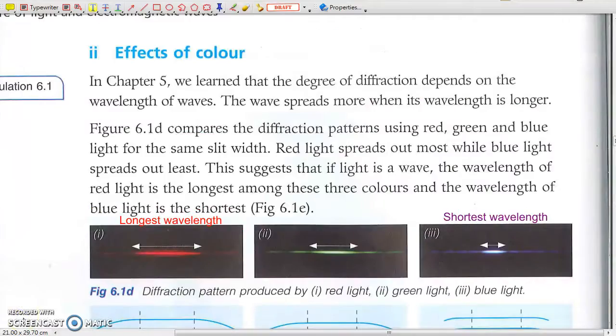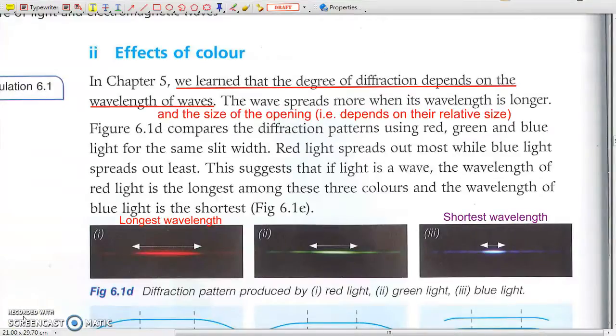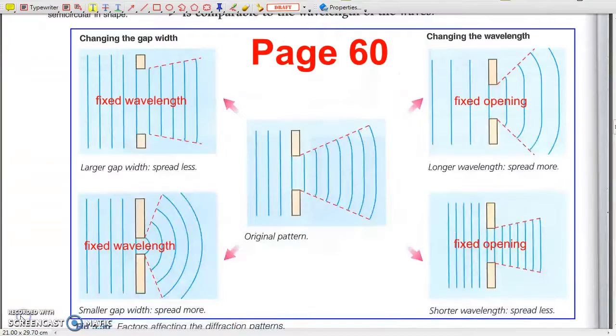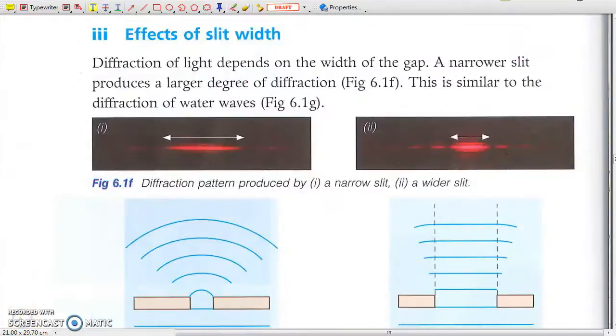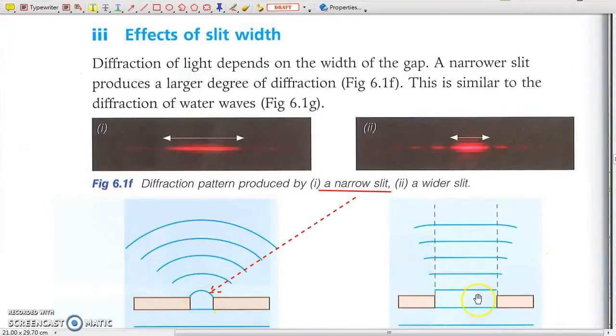2. Effects of color. We have learned from the ripple tank experiment that the amount of diffraction depends on the relative size of the opening and the wavelength. Refer to page 60. For the same opening, there is a larger diffraction for longer wavelength, and so we can tell red light has a longer wavelength. 3. Effects of slit width. The size of a single slit also matters. For a narrower slit, its size is relatively smaller. There will be a larger diffraction.